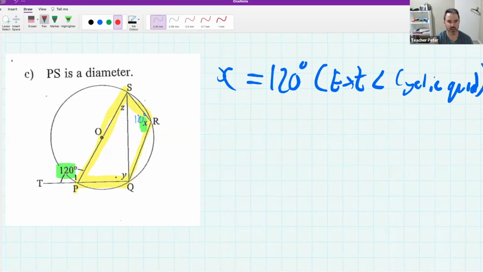Now, let's go and look at Y. What is the size of angle Y going to be? And we must take this into account.